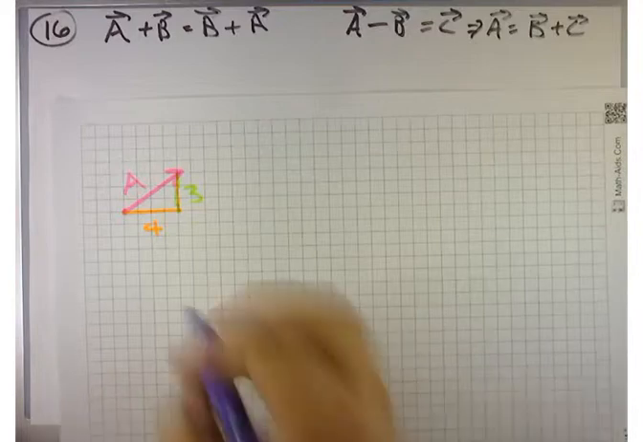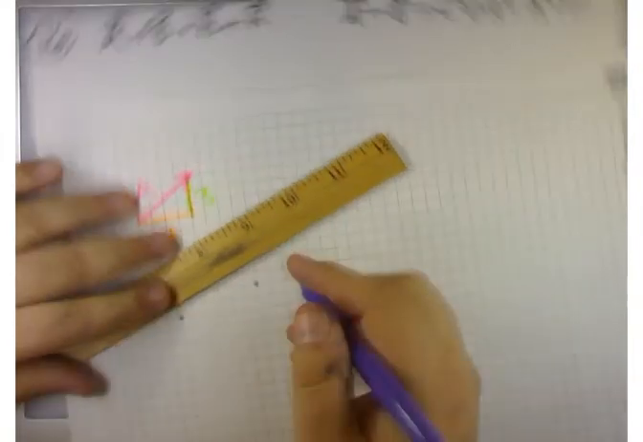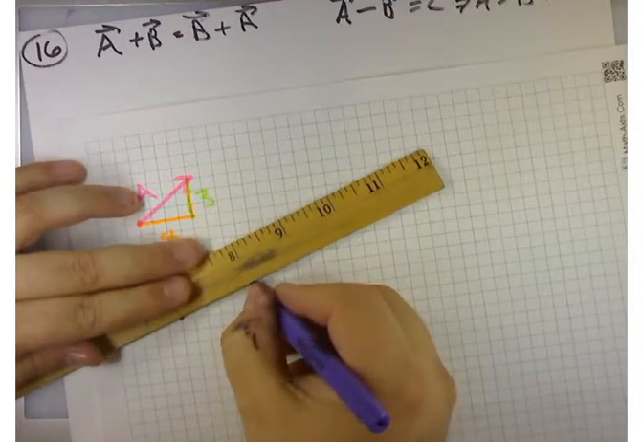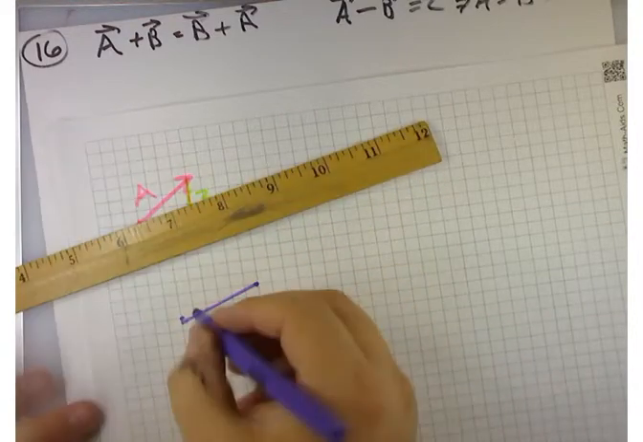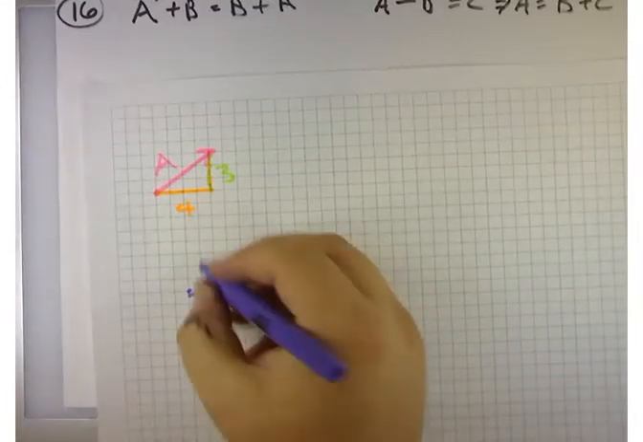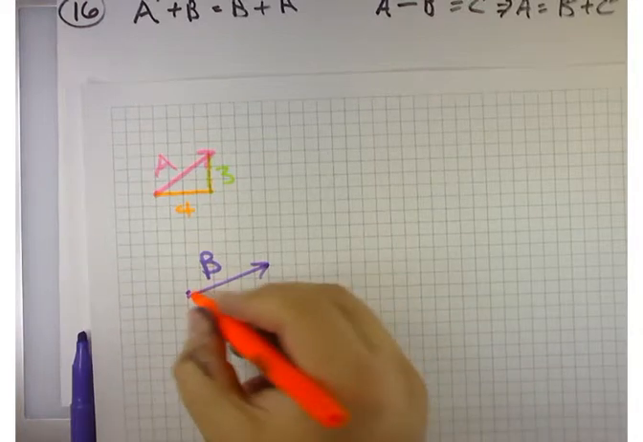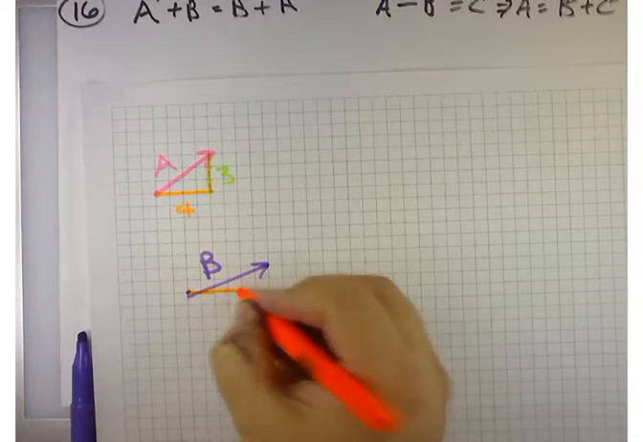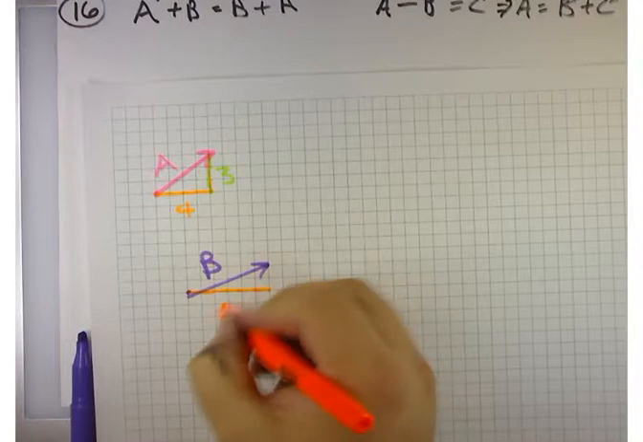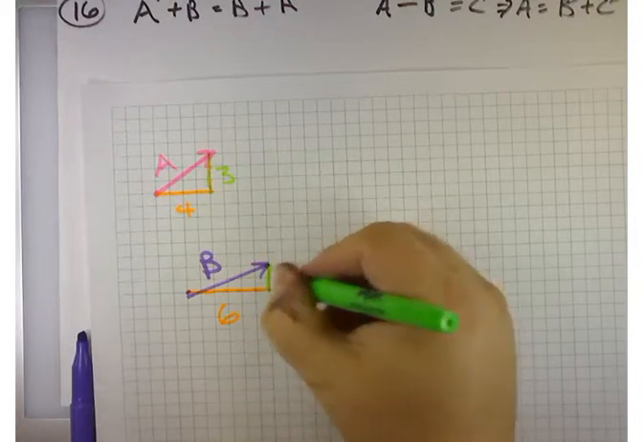For vector B, I'm just going to randomly draw a line between those 2 points. And for my x components, I've purposely drawn them kind of far away from one another. I went over from here 1, 2, 3, 4, 5, 6 units in the x direction, and then 1, 2 units in the y direction.